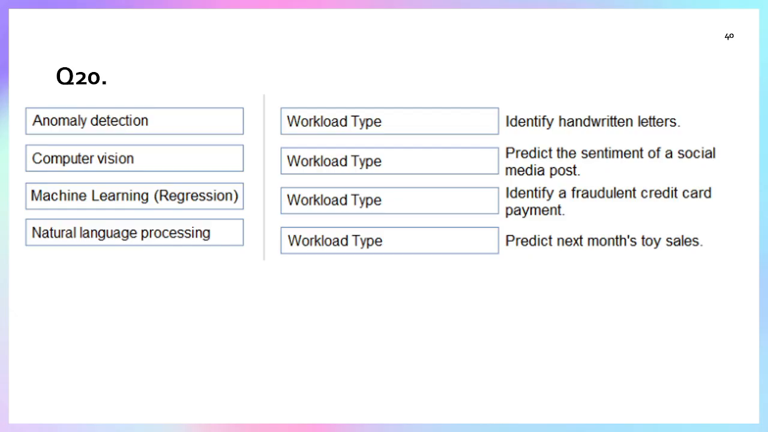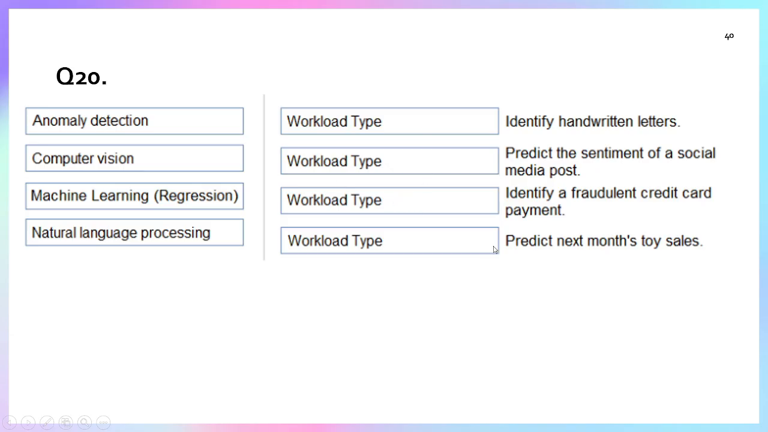Okay, let's talk about the second one. Predict the sentiment of social media posts. Predicting the sentiment of social media posts is a part of natural language processing, right? So that one is mapped with natural language processing. Now, identify fraudulent credit card payments. That is anomaly detection. So this will go to anomaly detection.